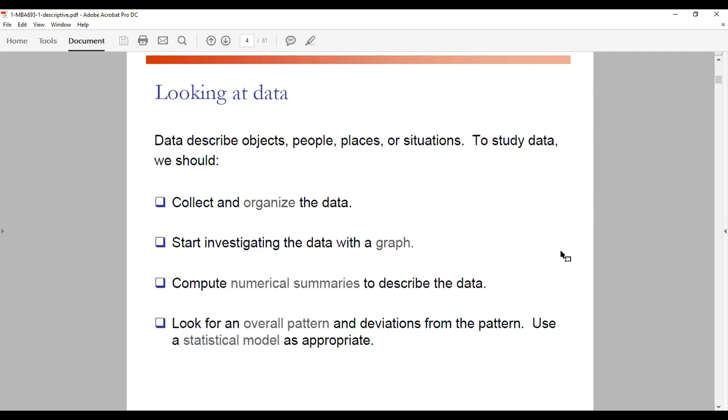So we're going to compute numerical summaries to describe the data and look at the overall patterns. That's the important thing, to look at the overall pattern, because then you can see if there are outliers, you can see if it's left skewed, you can see if it's right skewed, or whether it's normal and so forth.